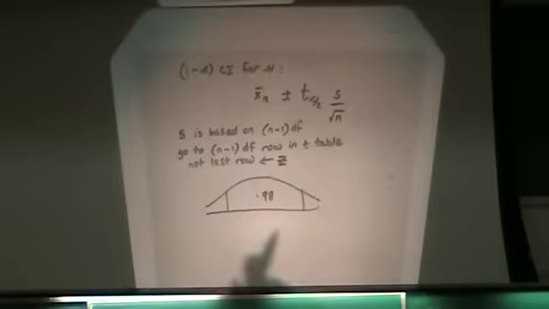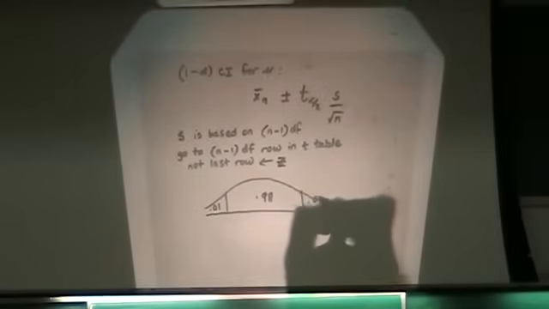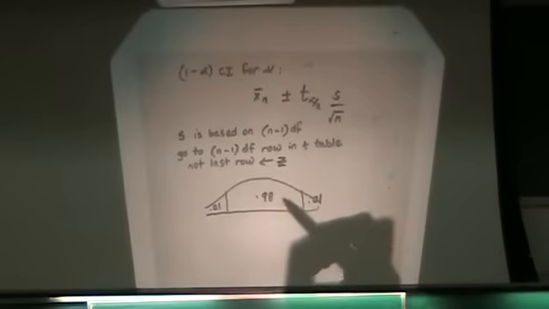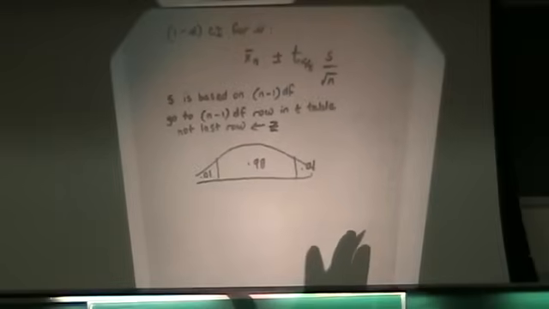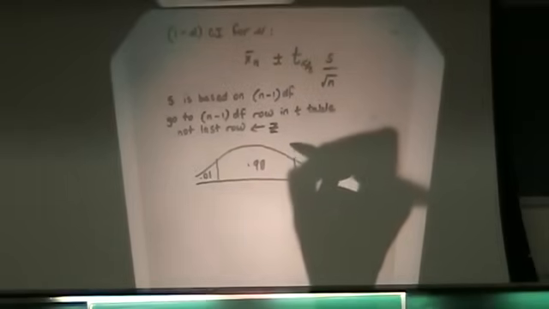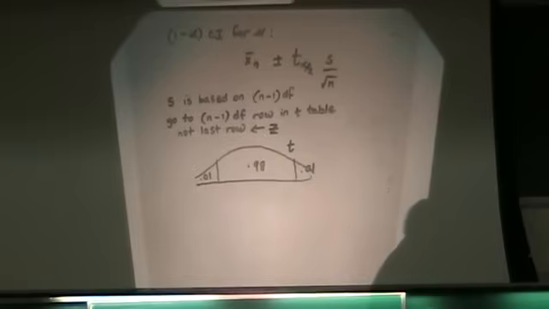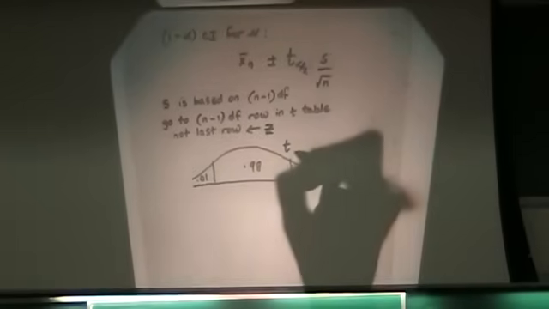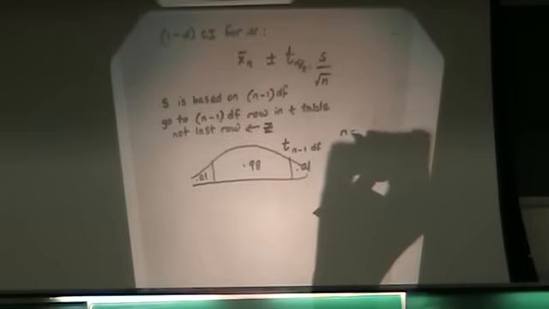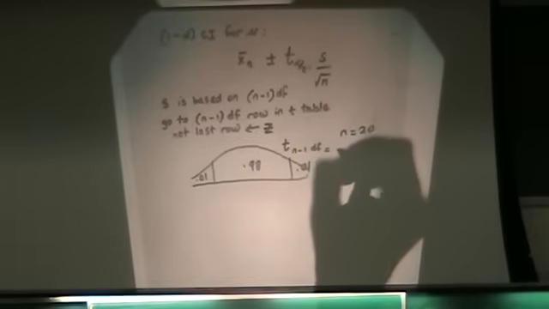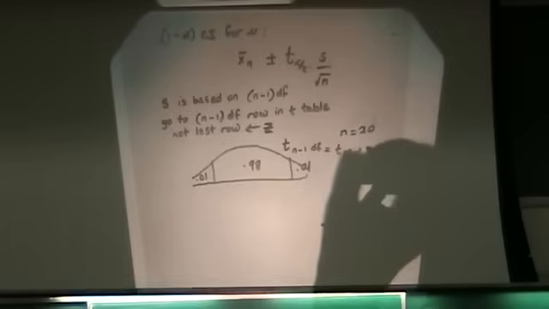Since the total is 100%, this is 0.01 and 0.01. But this time it's not Z, it's T, because when S is what you're dealing with and not sigma, it's a T distribution. I will write the formula for T in a second. This is T with n minus 1 degrees of freedom. So n in this case was 20. N is 20 in this example. So this is T with 19 degrees of freedom.